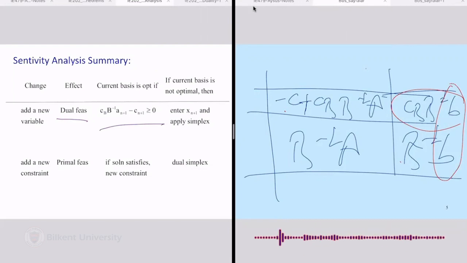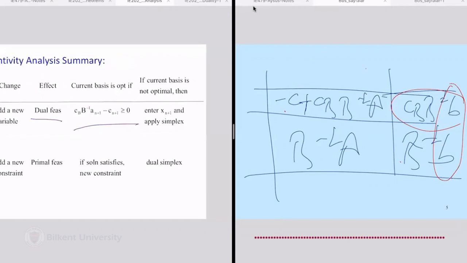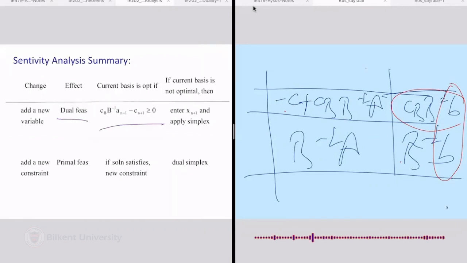If I'm adding a new constraint, I may lose primal feasibility. That means if the solution satisfies the new constraint, you don't need to do anything. If the solution does not, then you have to add it to the simplex, convert the table to the legitimate format, and then apply dual simplex. Yep, this is the last slide. Any questions?